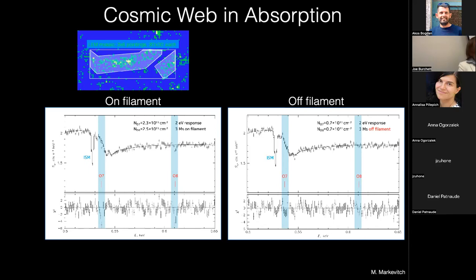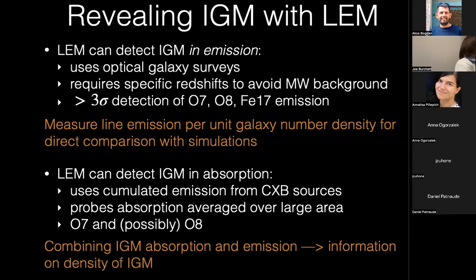All right, with that, I wanted to go through a quick summary for this part of my talk. I hope I convinced you that LEM is very powerful and it can detect WHIM both in emission and in absorption. With emission, we are aiming to measure line emission per unit galaxy number density. And this characteristic itself will be directly compared with simulations when we use different models of galaxy evolution. If we combine both LEM emission and absorption, we could get some additional information on the density of the IGM. How am I doing on time?